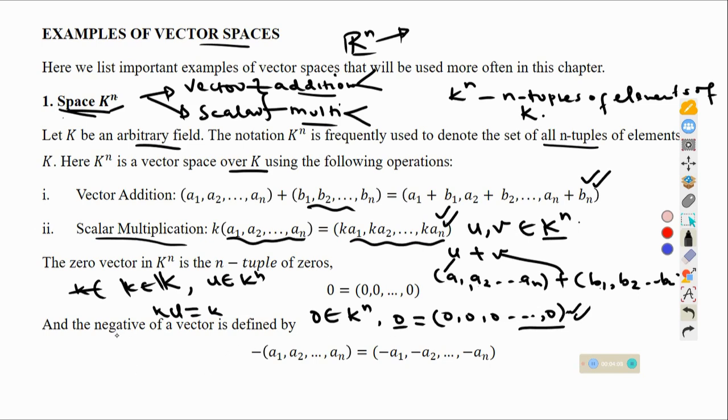Then let us talk about if you are interested in the negative vector of any vector in K to power n. So if we have u picked from K to power n, then what will be the negative of u? Negative of u is simply negative a1, negative a2 up to negative an, and this negative affects all of these entries here.